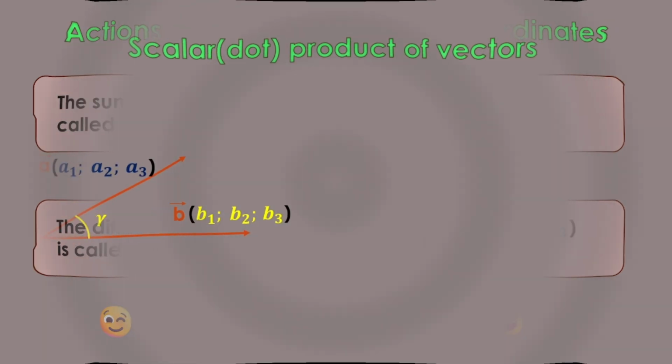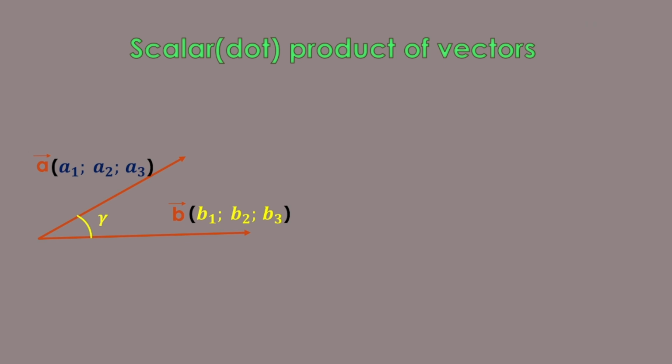Let's find out how we can calculate the dot product of vectors. There are two variants. It can be calculated as the sum of the products of the corresponding coordinates of the vectors, a dot b equals a1 times b1 plus a2 times b2 plus a3 times b3. Or the dot product of two vectors will be equal to the product of the lengths of these vectors times the cosine of the angle between them. A dot b equals a times b times cosine of alpha.